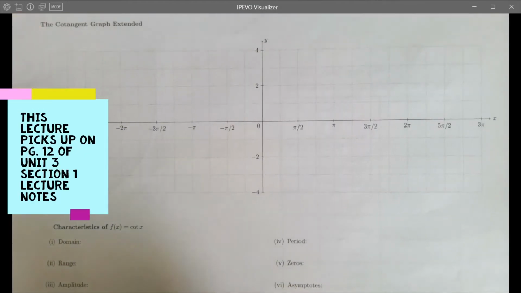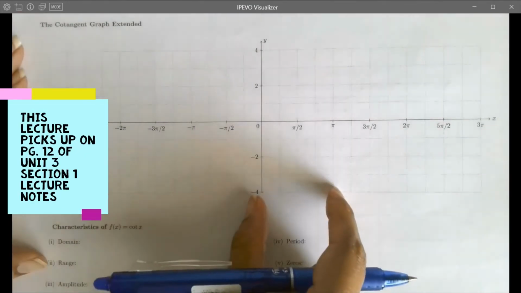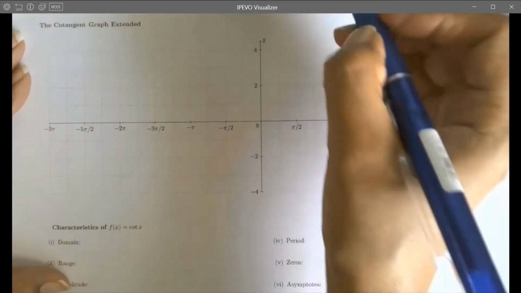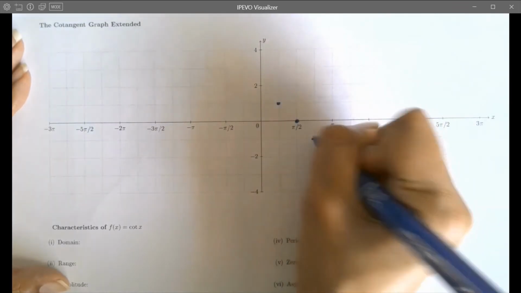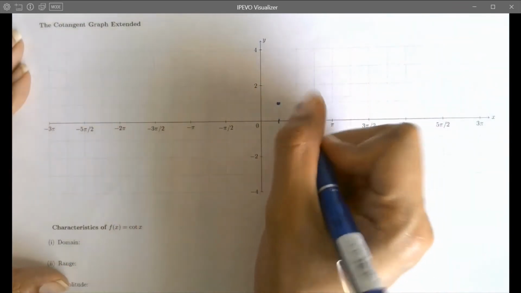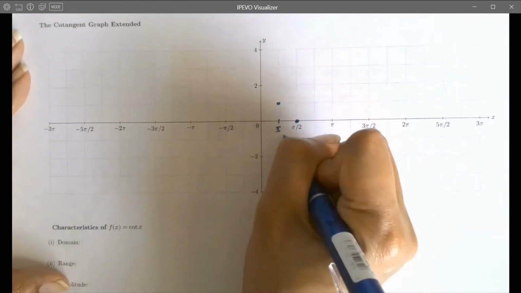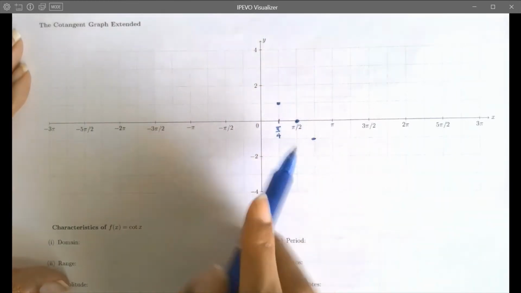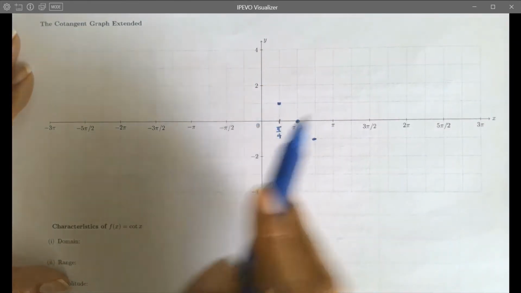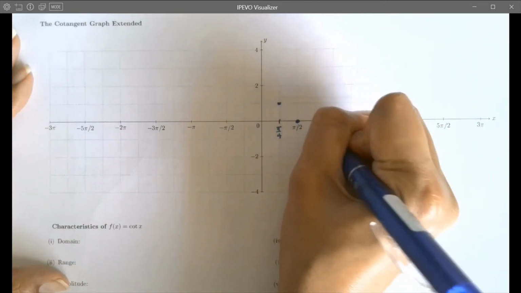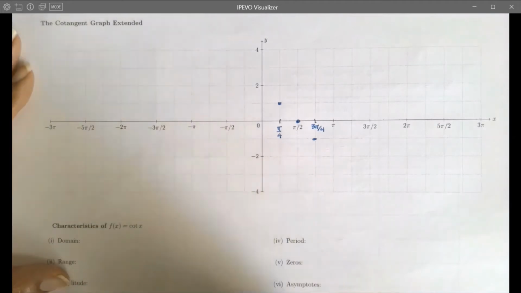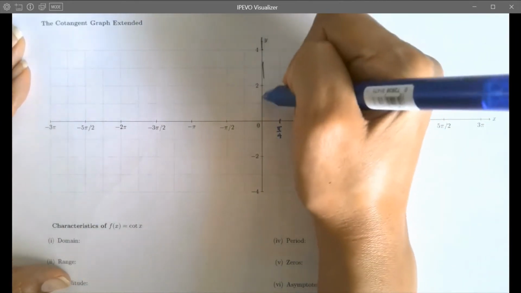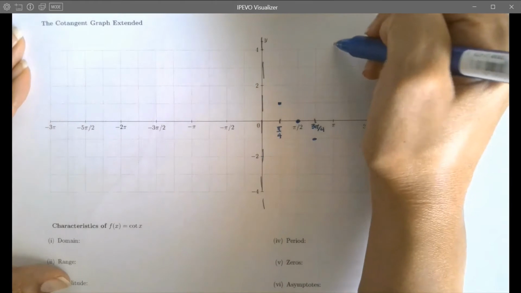If we extend the cotangent graph, we're going to have that same initial curve from 0 to pi. So let's just draw that. And I know that this is at 1 because halfway between 0 and pi over 2 is pi over 4, and we have the point pi over 4 comma 1. This is 3 pi over 4, and 3 pi over 4 corresponded to negative 1. And then we had asymptotes at 0 and pi.